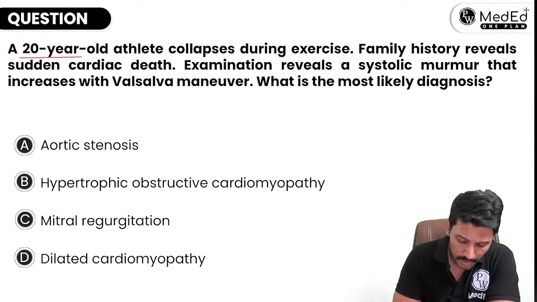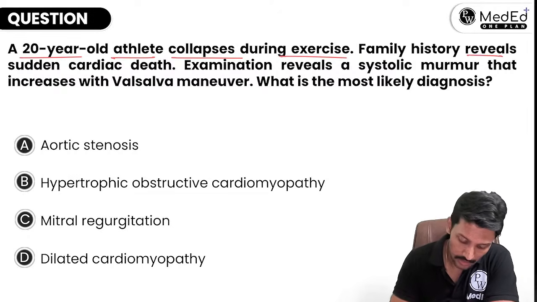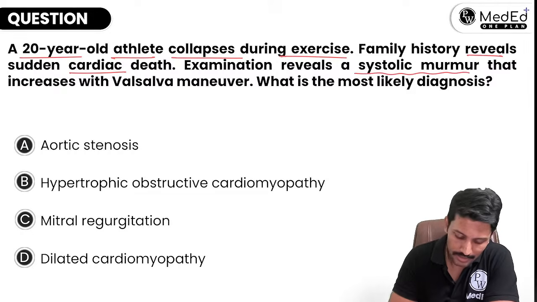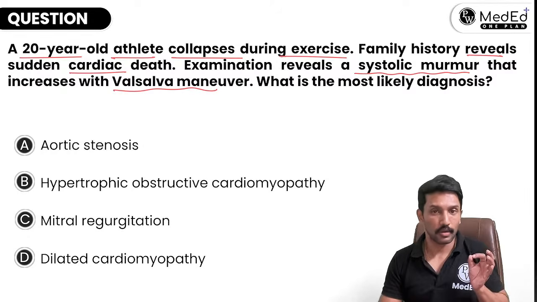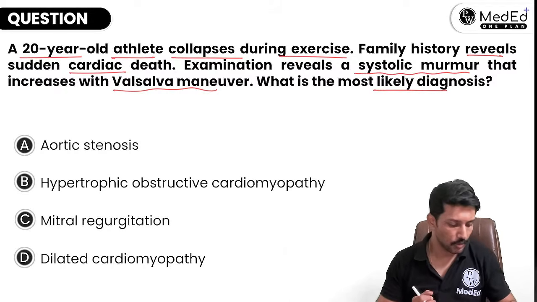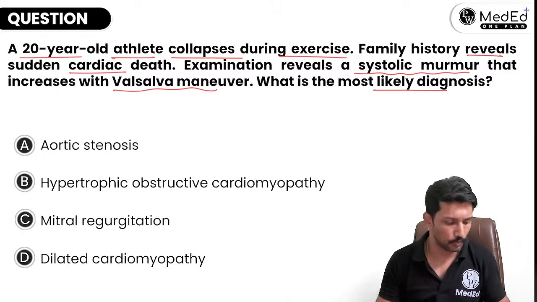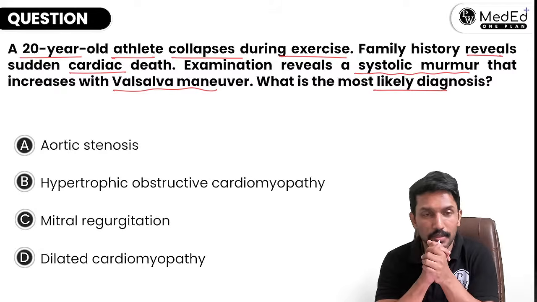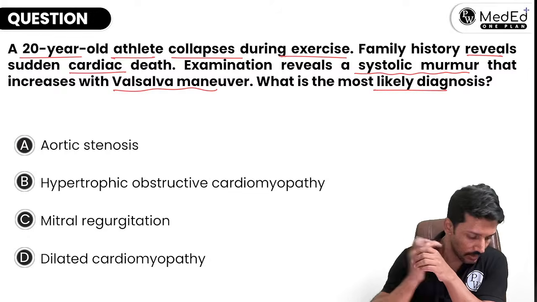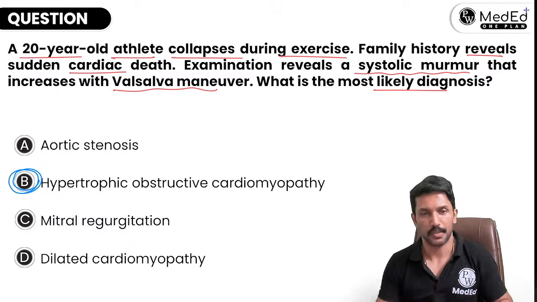Here we have a 20-year-old athlete. He collapses during exercise. Family history of sudden cardiac death is present, and the examination reveals a systolic murmur that increases with Valsalva. Extremely important clue. So what is the most likely diagnosis? So what do you think is the diagnosis? Already they're talking about an athlete who collapsed during exercise. So they have given you potential clues. Also, family history of sudden cardiac death is there. A systolic murmur that increases on Valsalva maneuver. Yes, Subhaprabha, absolutely right. This question is about hypertrophic obstructive cardiomyopathy.